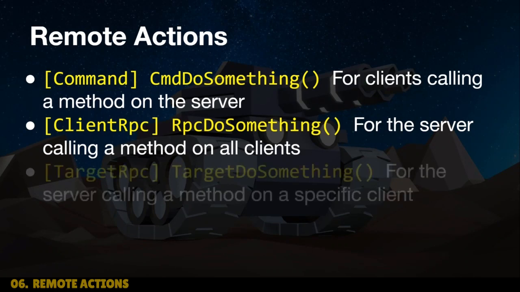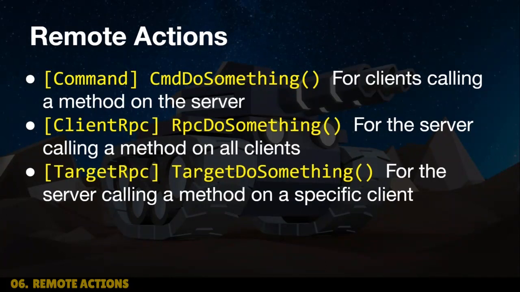And then finally, in the other scenario, we have target RPC, which changes from client to target, and then you just change the RPC in the name to target, so the function is target do something. And then when the server calls that method, it only executes it on a specific client, not on all of them. And if you don't pass anything into that function, it'll just call it on the person who owns that object. So like I said, when we spawn in, we get a player object, and then we become the owner of it. So this would only be called on the person who owns that object.